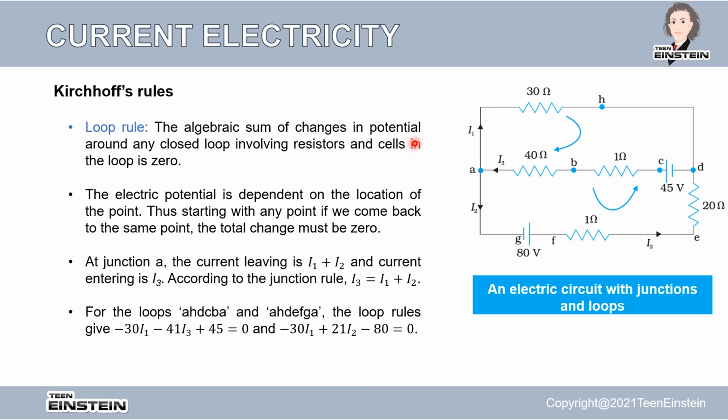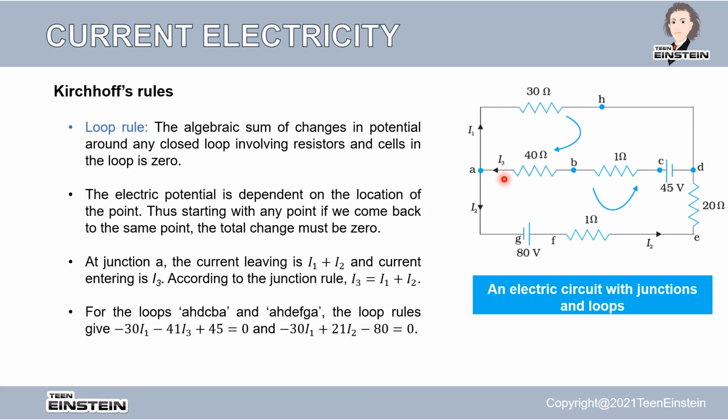So let's just use these rules here. At a junction A, the current leaving is I1 plus I2, the current entering is I3. So according to the junction rule, I3 equal to I1 plus I2. We talked about this already.